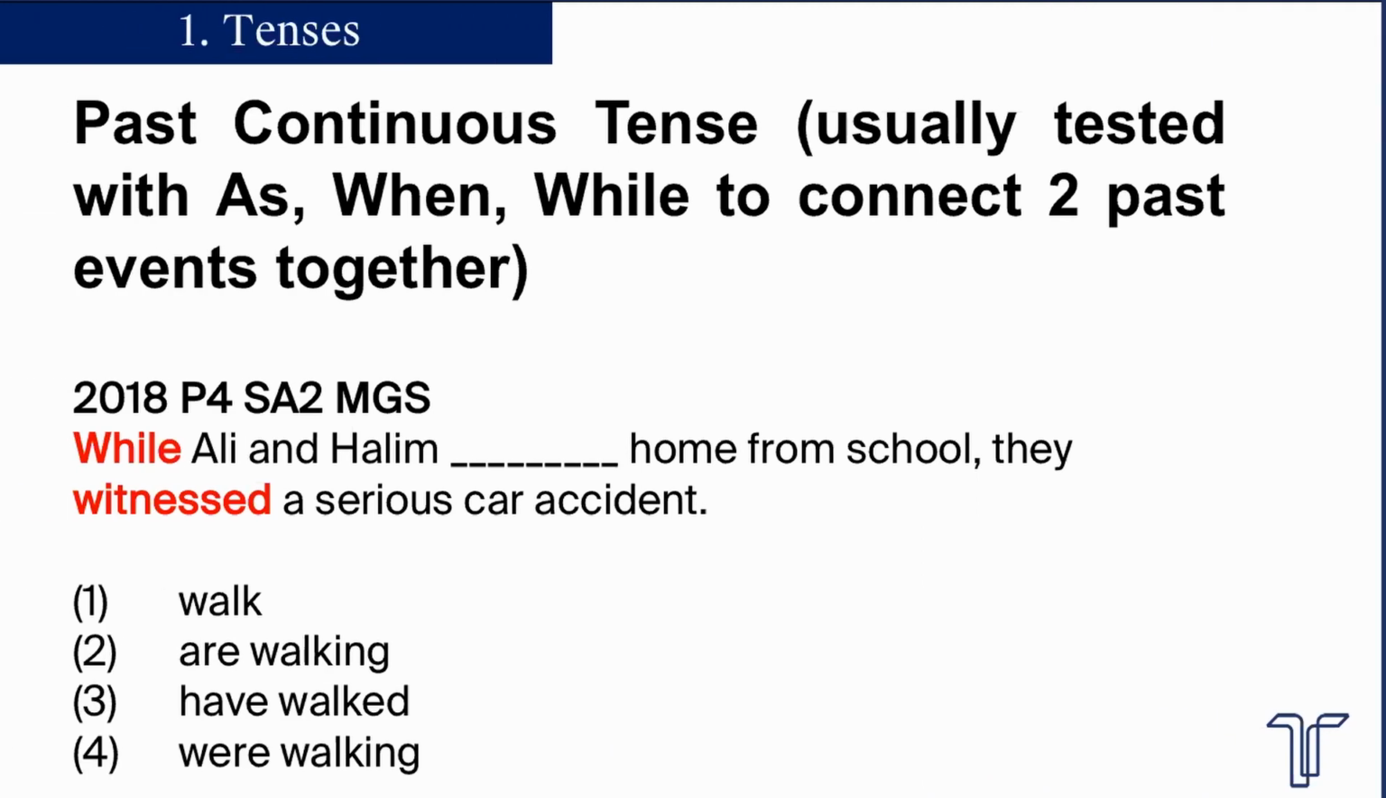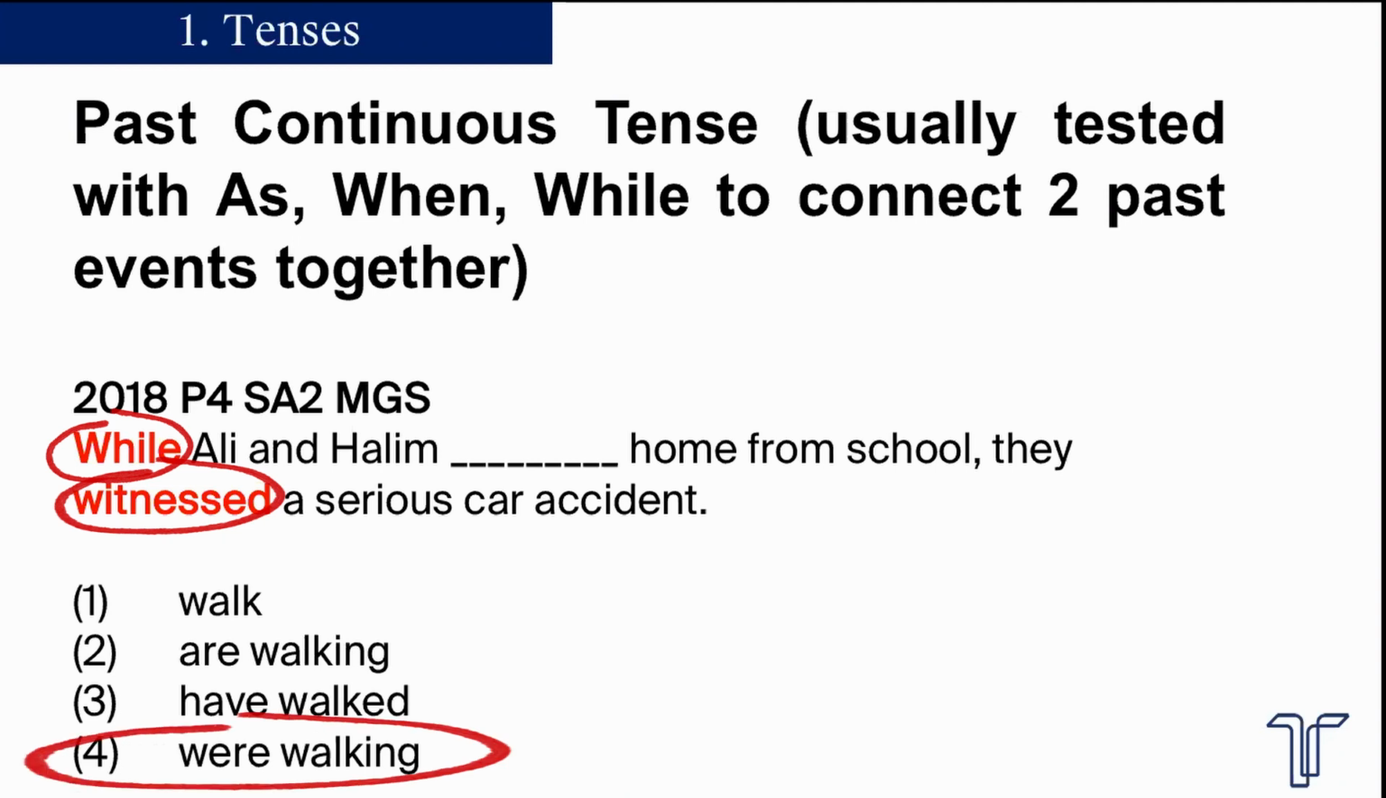So for example, in this MGS question, I see the word while and I see a past tense witnessed. I already know that this event took place in the past, right? So while Ali and Halim were doing something, they witnessed something else. So these 2 events are connected to each other. So while Ali and Halim were walking home from school, they witnessed a serious car accident. Okay, this is something that you want to take note.